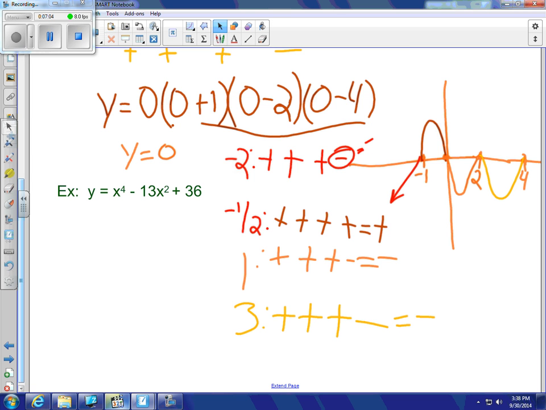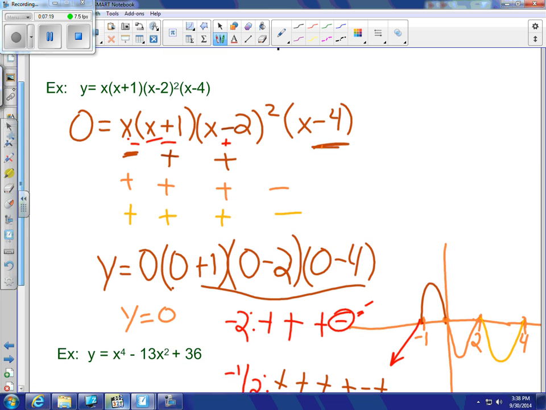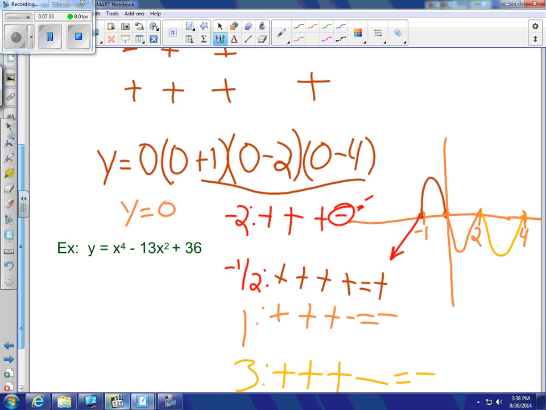Now our final number. We need to pick a number from 4 to infinity, whatever number you want that's higher than 4. So I don't know, 5. Let's choose 5. Okay, so we plug in a 5 here. Let's erase this. You plug in a 5, so you get positive, positive, positive, positive.